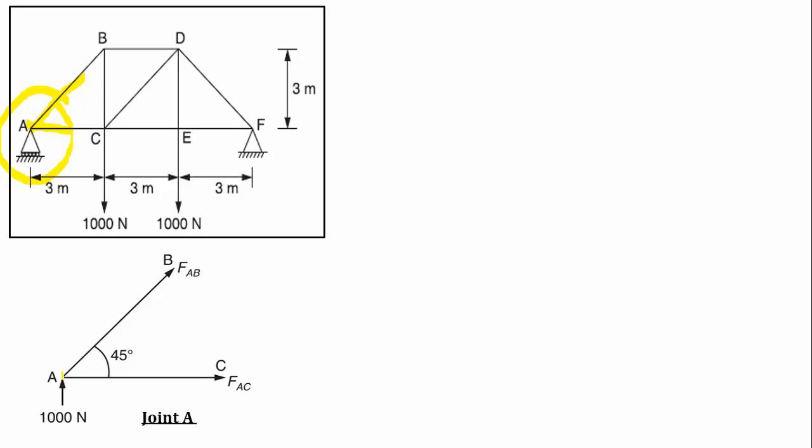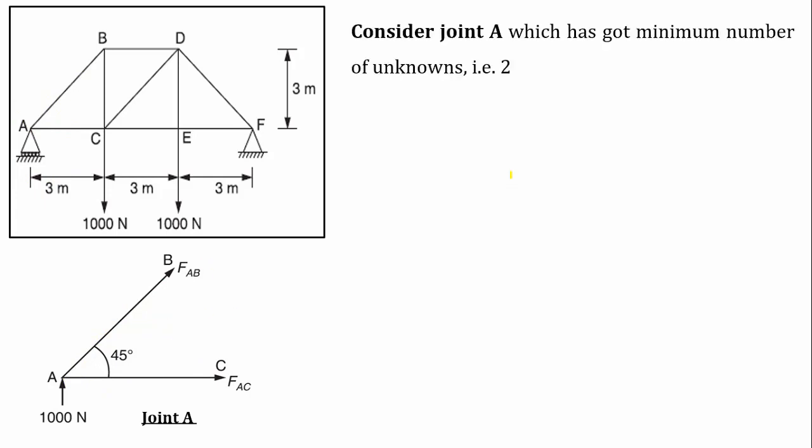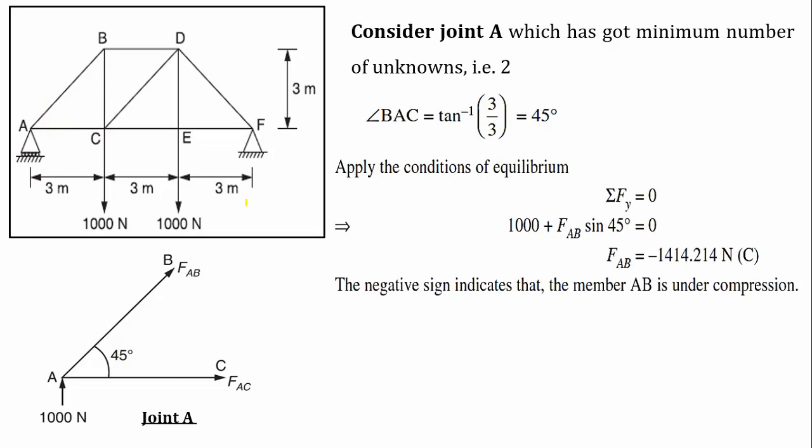So this figure, the joint A figure, is being shown here. Now to this figure we will try to apply the conditions of equilibrium, right? Before calculating, this angle has to be calculated. If you see, this horizontal distance is 3 meters and the vertical distance is 3 meters. If we calculate tan inverse of 3 by 3, we will get the angle as 45 degrees. Next we will apply the conditions of equilibrium to this joint, right?